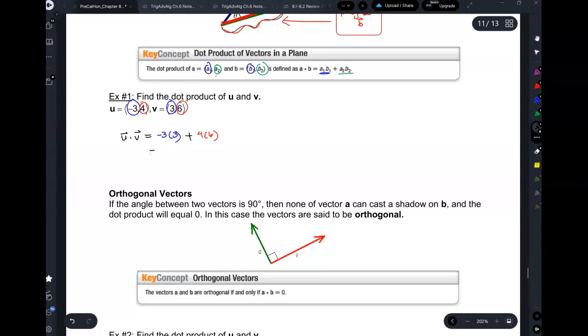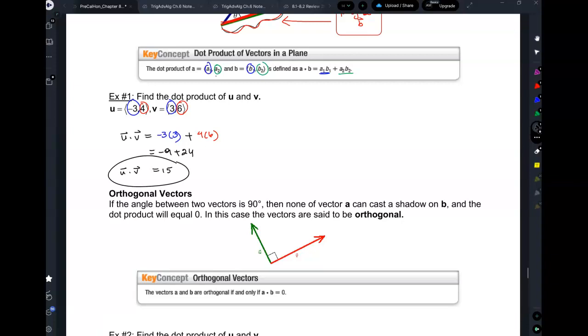So that is just negative 9 plus 24. So we say U dot V is 15. Okay, it's just a scalar. We'll talk later about what that means.